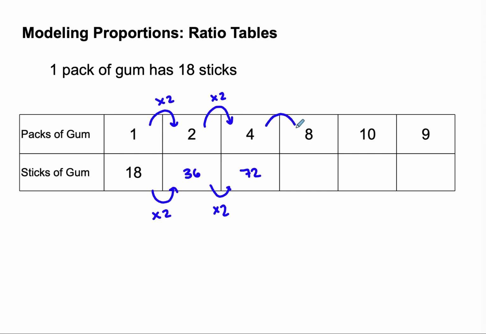All right, 4 to 8. Again, I'm doubling. So I can double here as well. 72 times 2 is going to be 144.